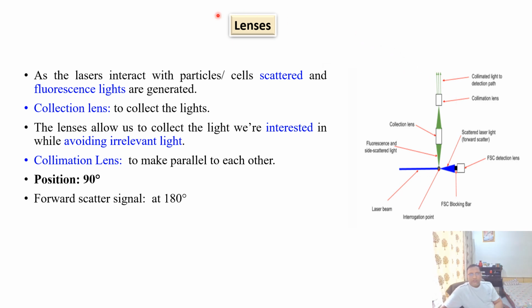So this is the function of lenses in the flow cytometer. Another light scattered at 180 degrees is collected by another forward scatter detection lens. So this is about the lenses used in flow cytometers to collect the light and make it parallel to each other.